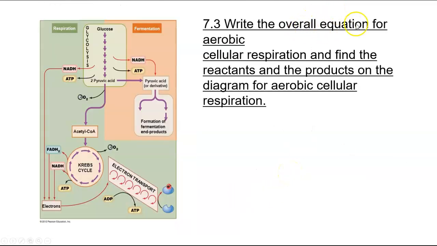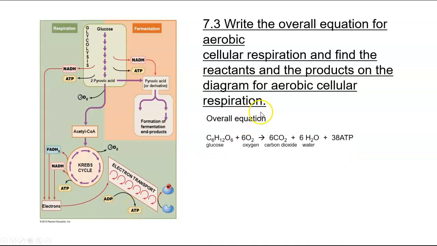I want you to write the overall equation for aerobic cellular respiration. We're going to find the reactants and the products in this diagram. What you're going to notice is right here, that says respiration. In your first picture, we're going to say that's aerobic cellular respiration. Over here is fermentation. We're going to ignore that right now and just talk about this part. So what's happening in cells that take things like glucose and break them down to release energy in the form of ATP? Here's the overall equation.